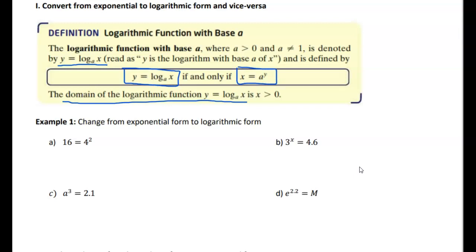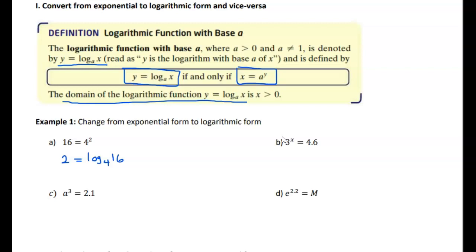Part A says 16 equals 4 to the 2. When you change it to logarithmic form, the exponent part goes by itself, 2 equals. The base will stay the base. So this is log base 4 of 16. Whichever number is left over, you write after the log. So the exponent goes by itself, and that equals the log of the same base of the number 16, of the answer.